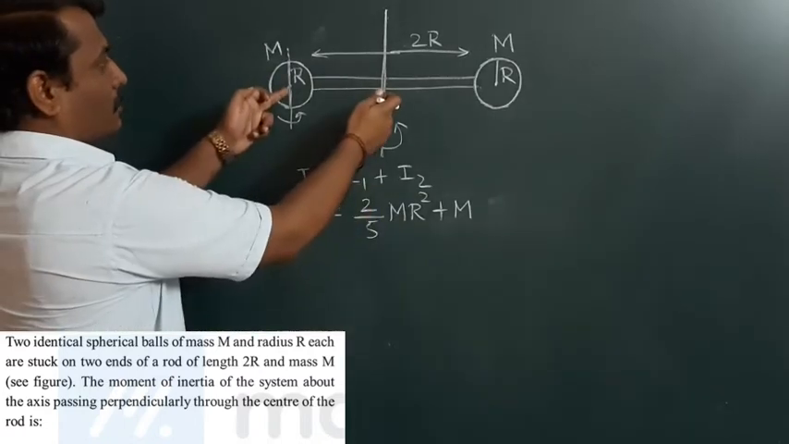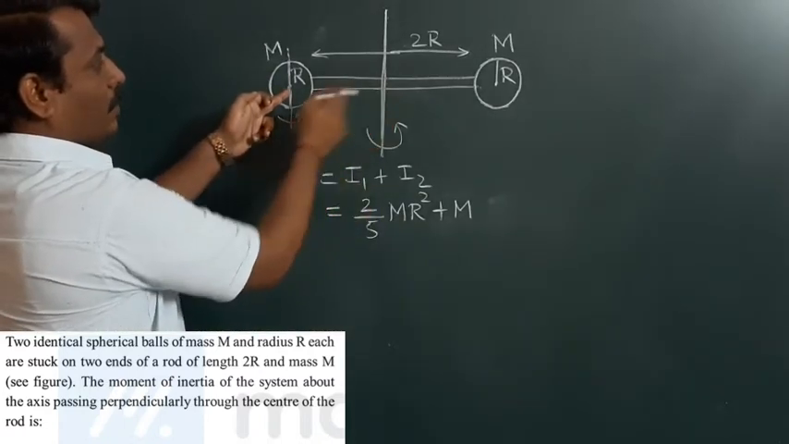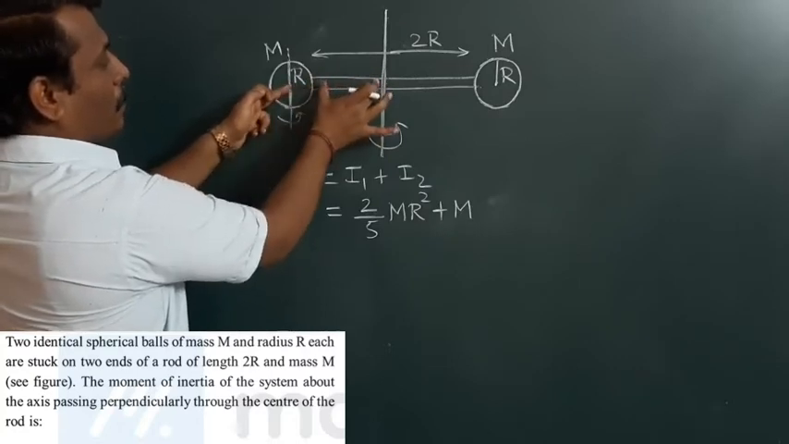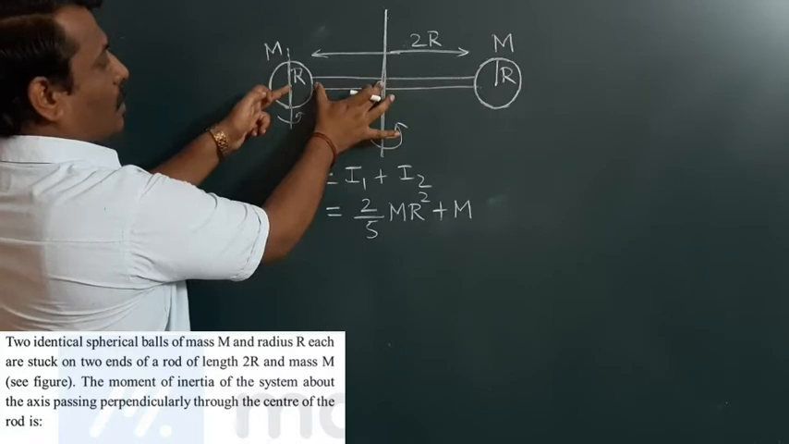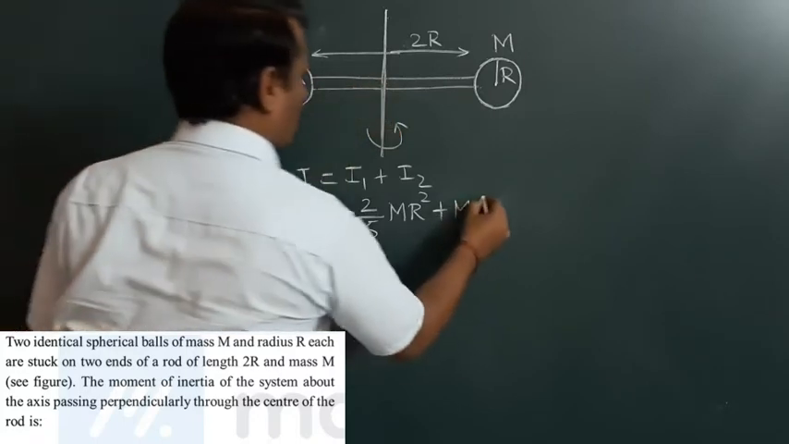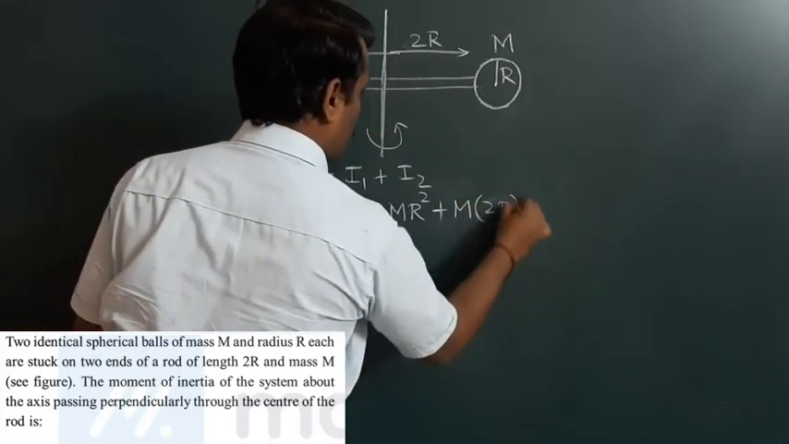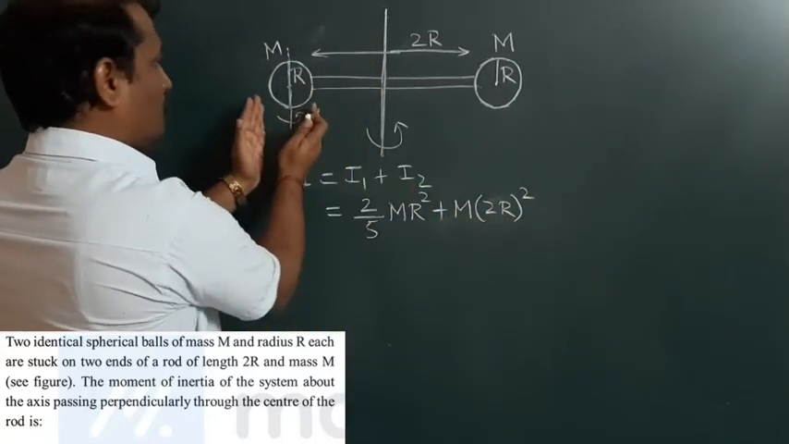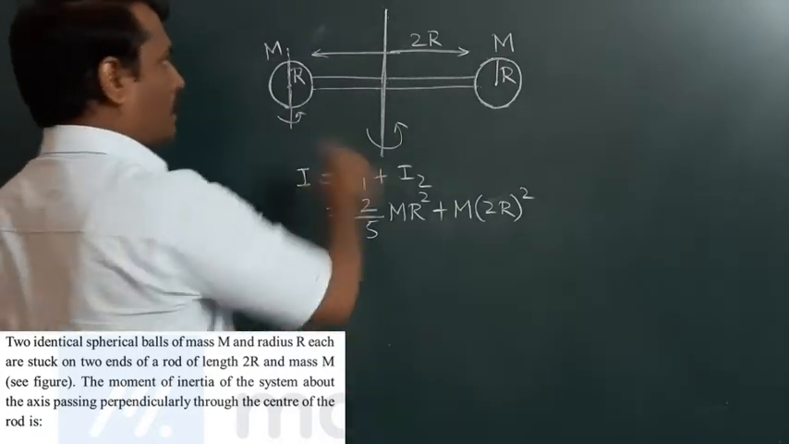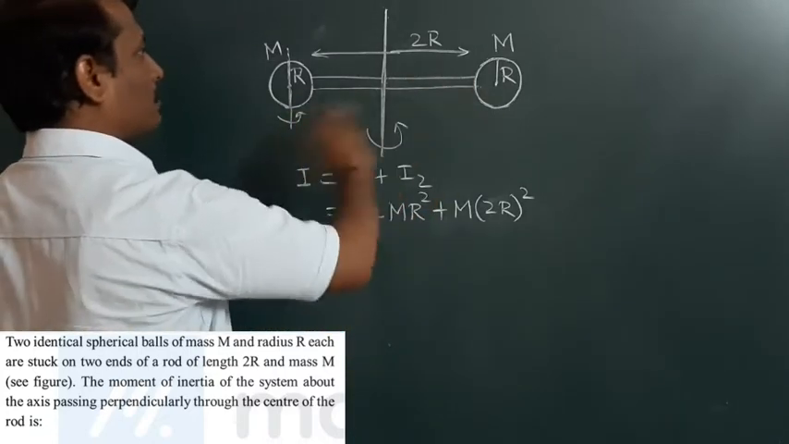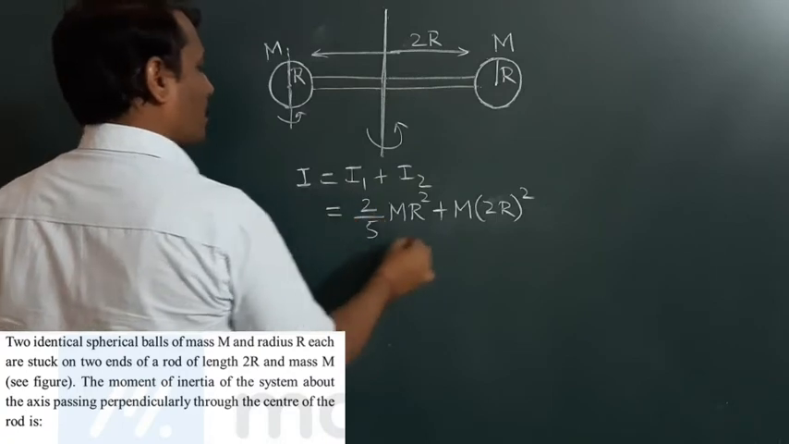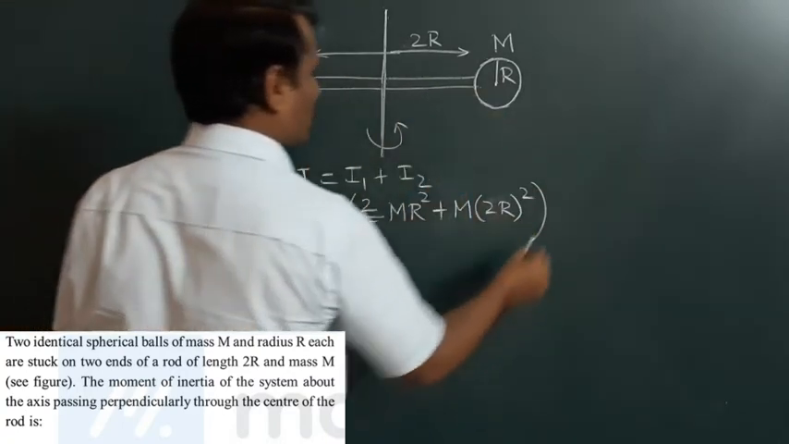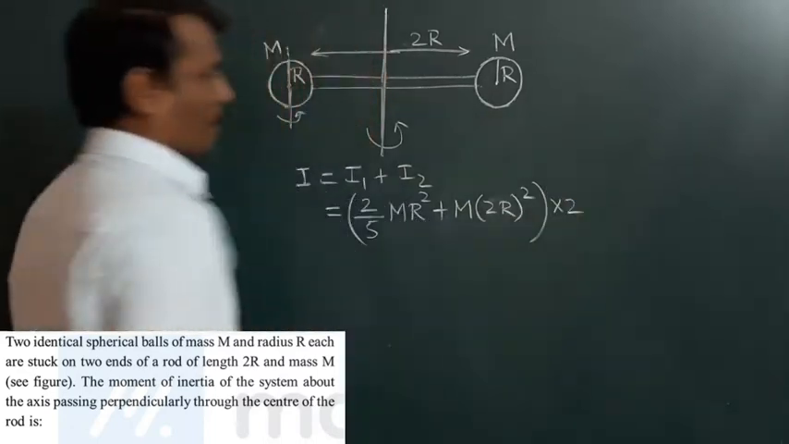So here what is the distance between these two parallel axes? It is r plus this r. R is radius of the sphere plus this length of the rod. So total distance becomes 2r. So m into 2r square. Okay. This is moment of inertia of one sphere about this axis. But there are two spheres. So both are similar spheres. So to find moment of inertia of both the spheres, we multiply it by 2.